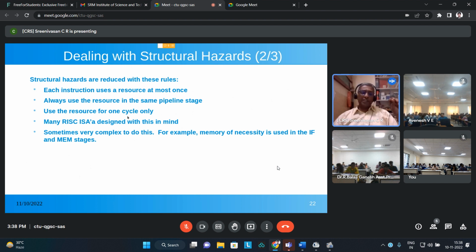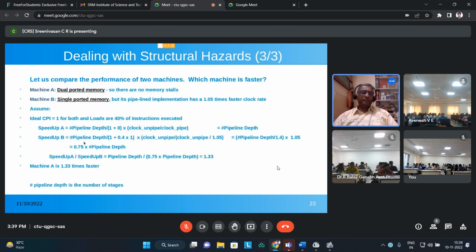So if you follow these principles as a programmer or as a designer of a computer, most of the RISC processors are designed keeping this in mind, right? Sometimes it will be very complex to do this for a very complex situation. Then you need to understand how the instruction fetch and memory stages happen, and you have to redesign your program or redesign your interface logic with the computing systems. So here is a simple example.